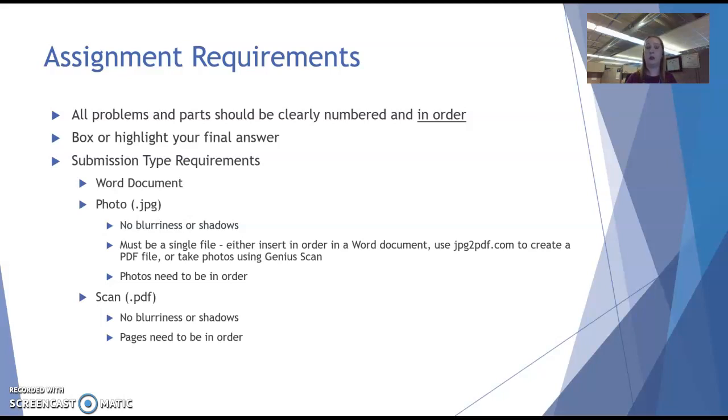So you can do that by putting your pictures in a Word document. You can use a website called jpeg2pdf.com where you upload your photos and then it creates a PDF. Or there are applications on your phone like Genius Scan where you take photos and it creates a file for you. And then you can either email these to yourself or upload them directly using the Blackboard app.